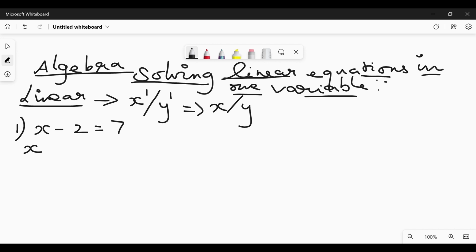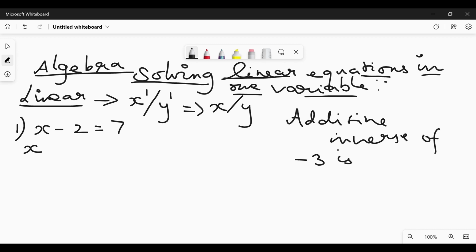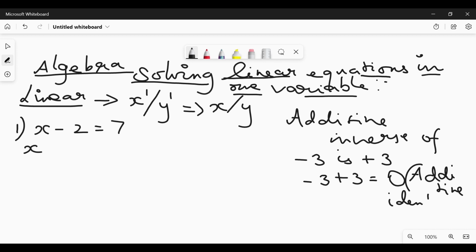What is meant by additive inverse? I will explain before I start. Say for example, the additive inverse of negative 3 is positive 3, such that when you add negative 3 and positive 3 you get the answer 0, and this is what we call the additive identity.